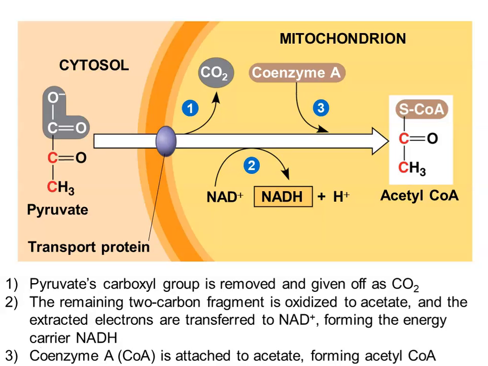So keep in mind this has to happen for each pyruvate molecule. So for one glucose molecule, at this step, you would have two carbon dioxide molecules given off, two NADH electron carriers formed, and two acetyl-CoA molecules that are ready to go now into the citric acid cycle.